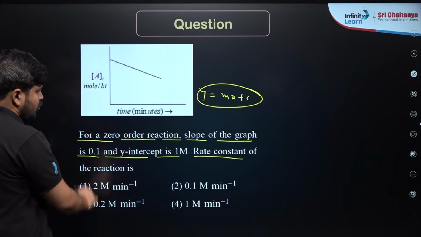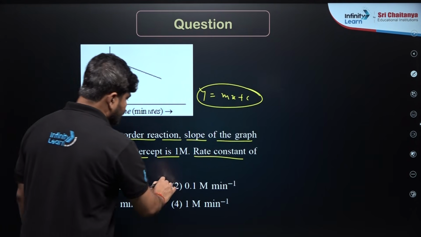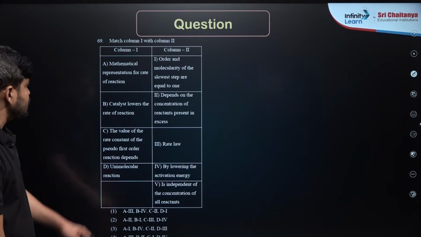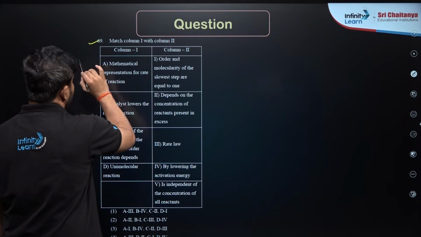It will come nearly 0.1 only, because it is already given. So the second option is the correct answer of this question. Now I am coming to the next question. See this one, question number 69.